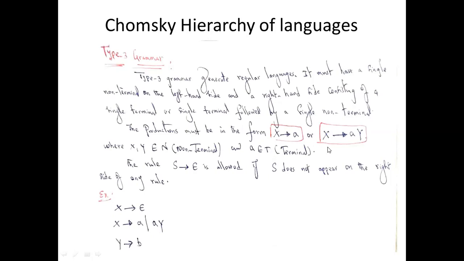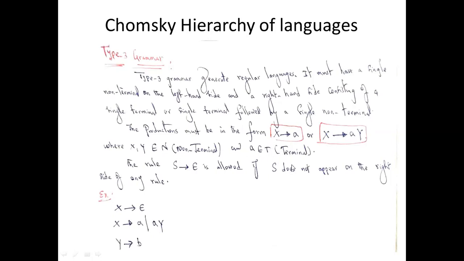If any grammar is there in this form, we can say that this is regular grammar. Very restrictive. We cannot write two terminal symbols here. We cannot write two non-terminal symbols here. Either we write one terminal symbol on the right side part, terminal means lowercase letter, or we write one terminal followed by one non-terminal symbol. Non-terminal means uppercase letter. So X and Y belong to the non-terminal set. N, capital N means non-terminal set, and small a belongs to T, meaning terminal.